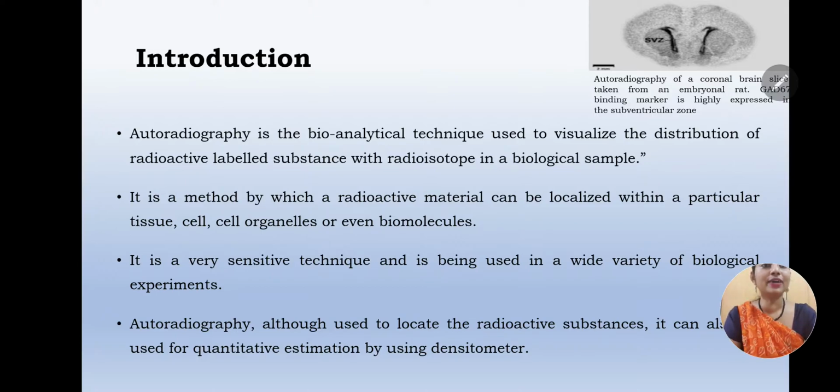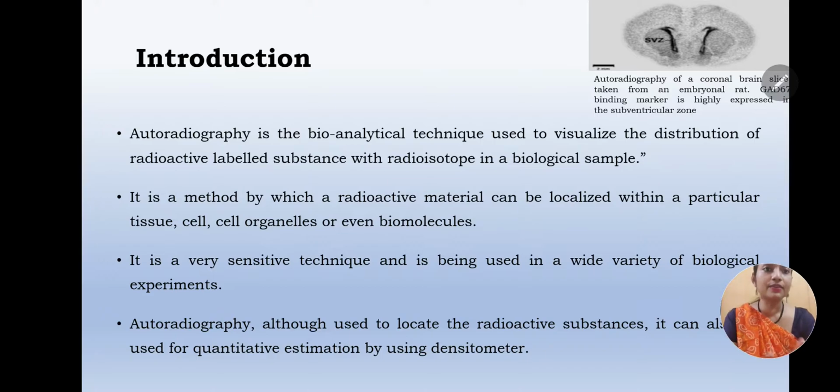Autoradiography is the bioanalytical technique used to visualize the distribution of a radioactive labeled substance using radioisotopes in a biological sample. That is, any biological sample can be labeled with radioisotopes and we can visualize the distribution of that particular isotope within that cell or any biological material for that matter. So it's an analytical technique. So this is what is known as autoradiography.